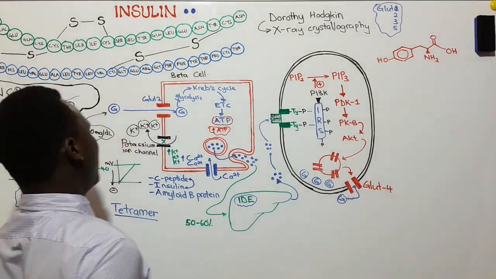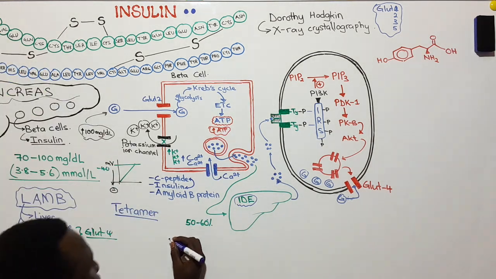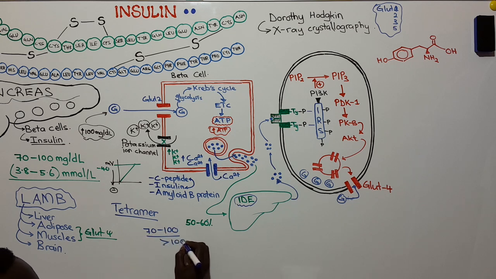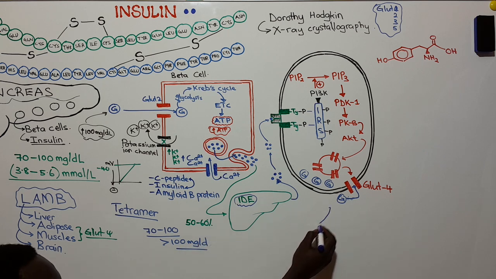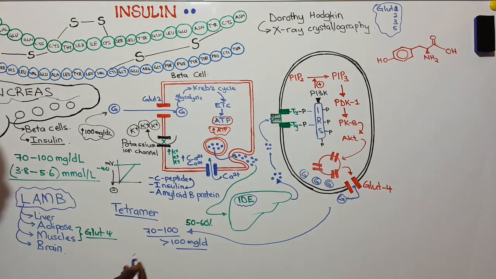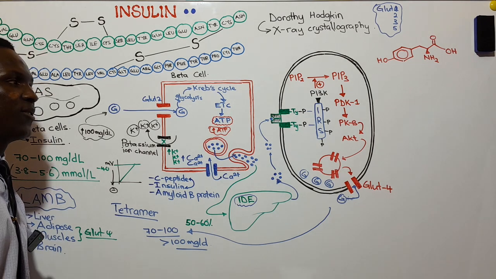So when glucose is inside the cell, how does it relate to this? Remember, it was 70 to 100 milligrams normal, but it had increased above 100 milligrams per deciliter. So with the entry, you'll find that this entry will cause us to come back to the norm, okay? It returns to normal, right? That is how insulin works, okay?